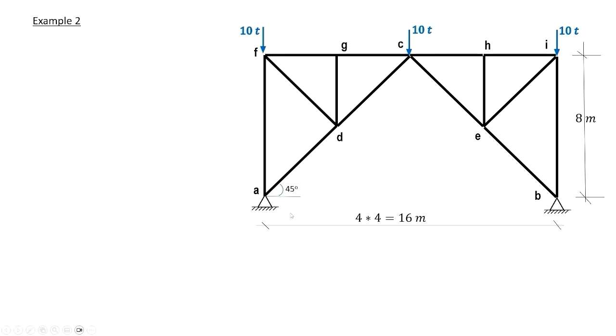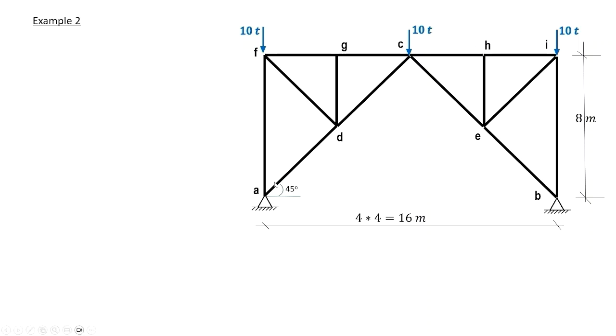We have our second example, a three-hinged truss. The height is 8 meters and the span is 16 meters, 4 by 4, which means that each panel, FG, GC, CH, and HI, 4 panels, each has a 4-meter length, and the total is 16 meters. From the dimensions, we can conclude that ADC makes an angle 45 degrees with the horizontal.